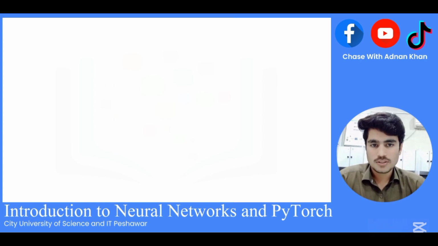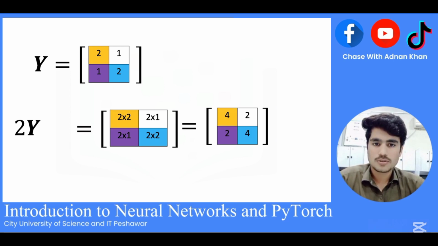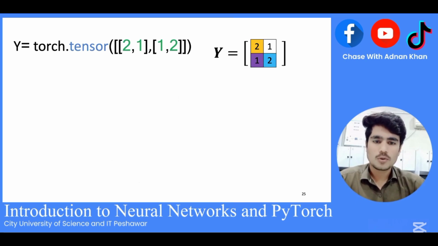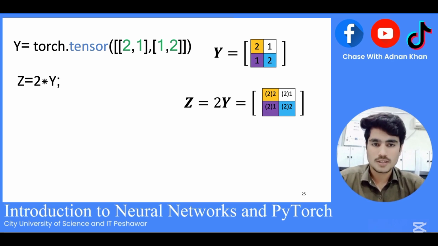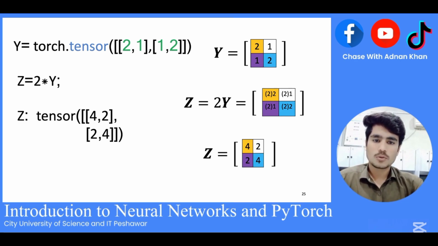Multiplying a tensor by a scalar is identical to multiplying a matrix by a scalar. Consider the tensor y. If we multiply the tensor by the scalar 2, we are simply multiplying every element of y by 2. The result is a new tensor of the same size, where each element is multiplied by 2. Consider the following tensor y in PyTorch. We multiply the tensor by a scalar as follows and assign it to the variable z. The result is a new tensor where each element is multiplied by 2.